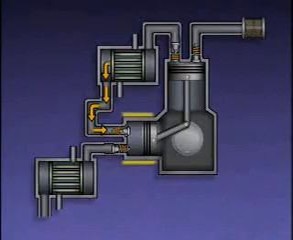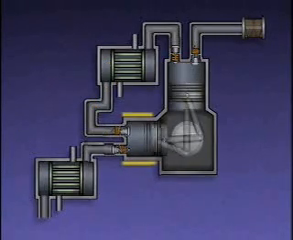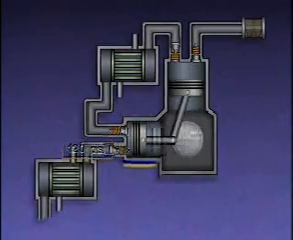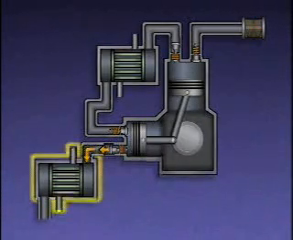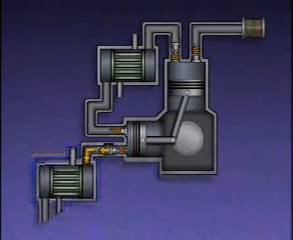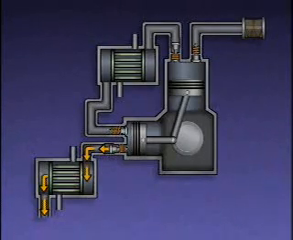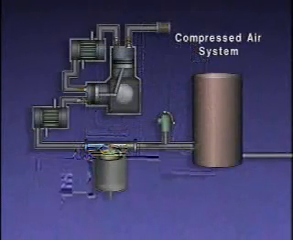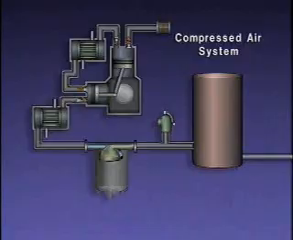In the second stage of this compressor, the air's pressure is increased to approximately 120 psi. From the second stage, the compressed air is sent to the aftercooler, which is another shell and tube heat exchanger. As the compressed air passes through the tubes in the aftercooler, it is cooled by water flowing around the tubes. During the cooling process, any water vapor that is in the air condenses. As a result, there may be moisture in the compressed air.